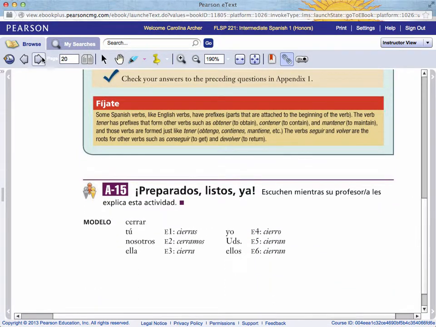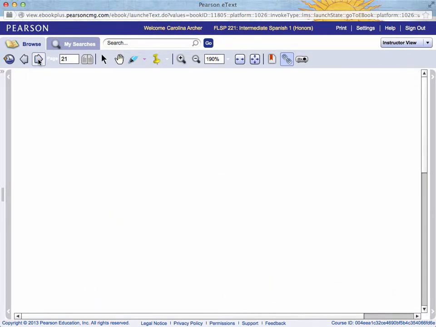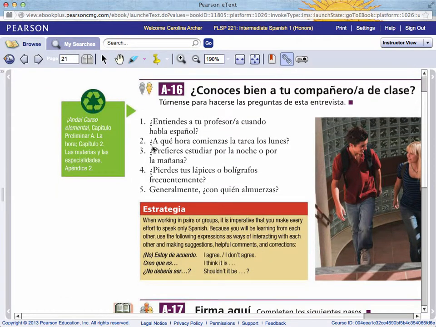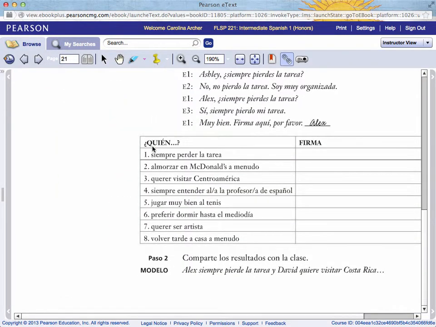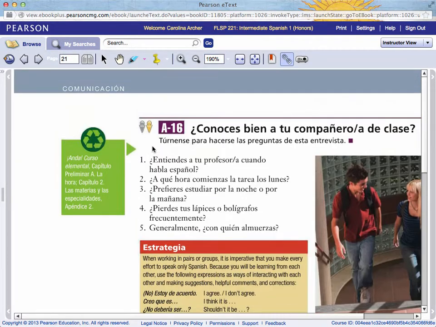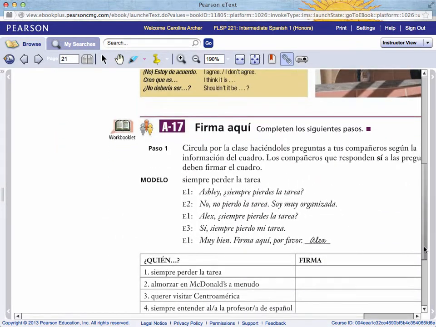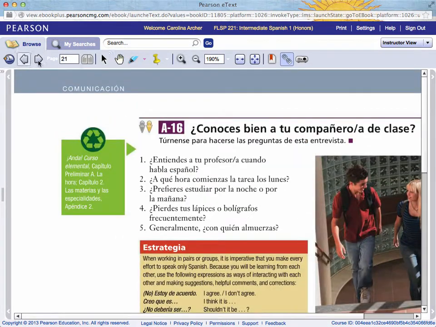So here are some activities that you have to practice the stem changing verbs, okay. And this book has a lot of interactive activities. When you see the two little people here, means that you can do that with a partner, and it would be great if you could all do these things together to practice more.